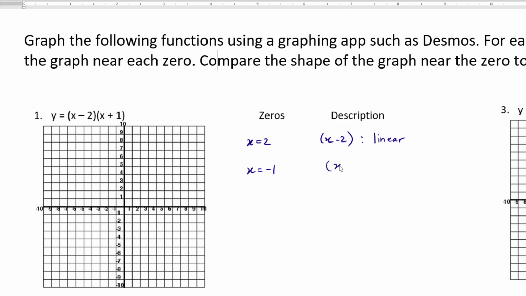The other x-intercept is x is equal to negative 1. That came from the factor x plus 1. Again, it should behave linearly through that factor. And if we look at the function there, we see that it has a positive leading coefficient. Let me just write that. Positive leading coefficient. And so that means that it is going to open up.